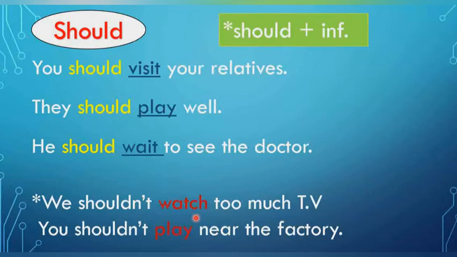Let's read the first sentence together. We or you should visit your relatives. It's my opinion, or I'm just giving you my advice that it's better for you to visit your relatives. It's not an obligation. So here, as you notice, should must be followed by the base form of the verb. Don't forget, keep in mind that.